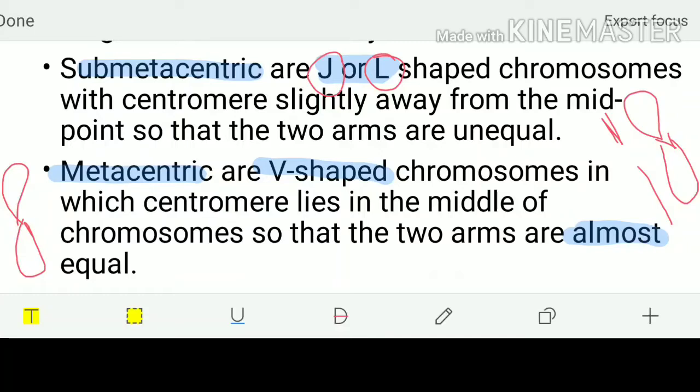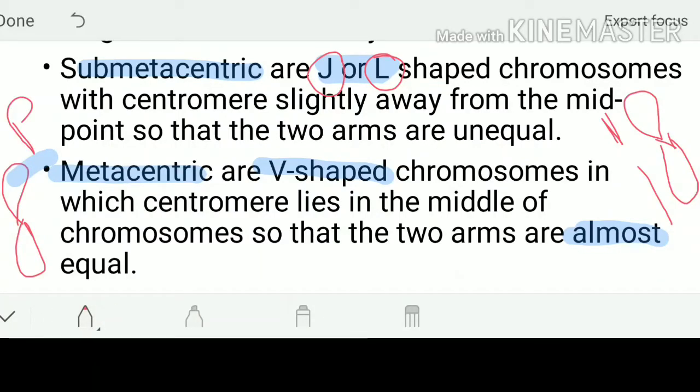One important thing you should know: if you are studying the chromosome, the upper arm of the chromosome is called the P arm, whereas the lower arm of the chromosome is called the Q arm. Please do remember, the upper arm of the chromosome is called the P arm, the lower arm of the chromosome is called the Q arm.